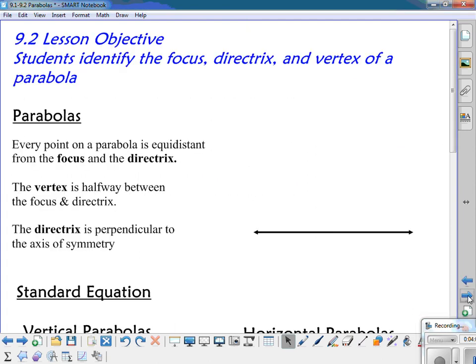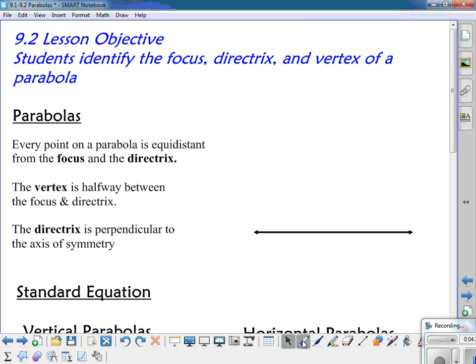All right, so now we're going to start talking about some parabolas. We're going to talk about the focus, directrix, and vertex of a parabola. So we've done parabolas before, but we never really talked about where they came from. What is a parabola? What's the definition? A parabola is the points that are equidistant from a point called the focus and a line called the directrix. And your vertex is halfway between the focus and the directrix, and the directrix is perpendicular to the axis of symmetry.